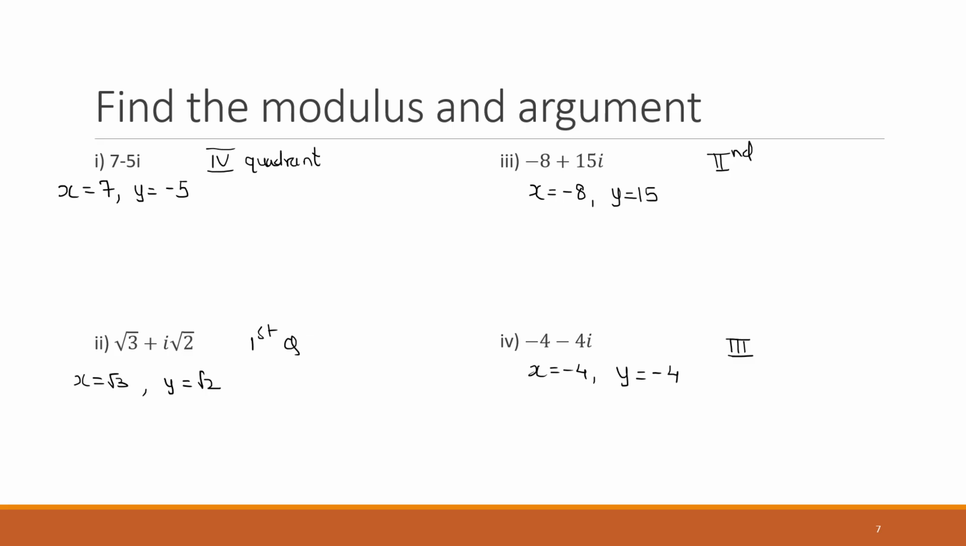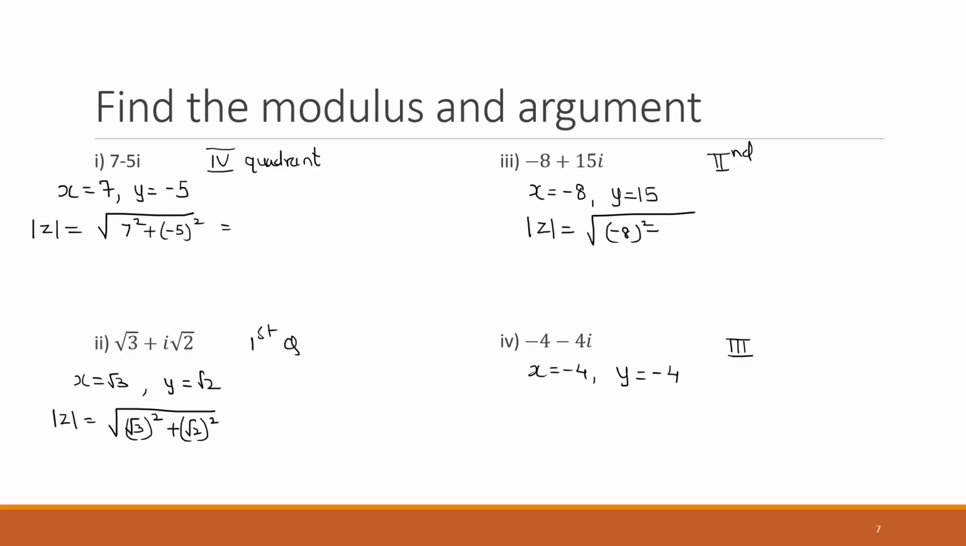So let us solve. सबका मॉडुलस निकालते पहले, because it is very easy. सो आएगा 7 का स्क्वायर प्लस -5 का स्क्वायर. यह आएगा मॉड z इक्वल टू स्क्वायर रूट ऑफ √3 का स्क्वायर प्लस √2 का स्क्वायर. This will become मॉड z is equal to -8 का स्क्वायर प्लस 15 का स्क्वायर. Now here मॉड z आएगा स्क्वायर रूट ऑफ -4 का स्क्वायर प्लस -4 का स्क्वायर. These values will write. Okay.